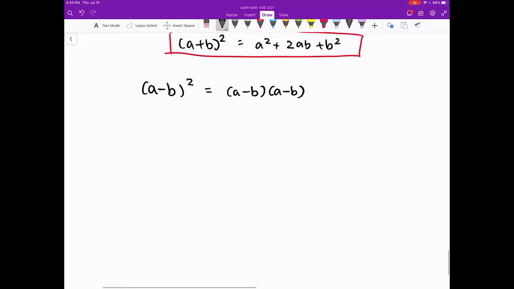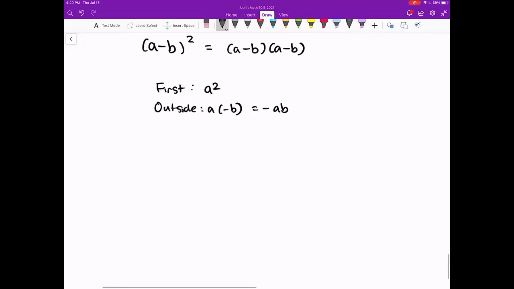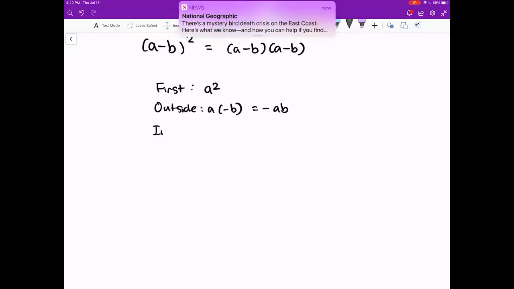Okay, so we're gonna do the first terms as in FOIL. We do a times a, which is a squared. Then we do the outside, and we notice that the b is negative. So we do a times negative b, which is negative ab. And then we do the inside, which is negative b and a.